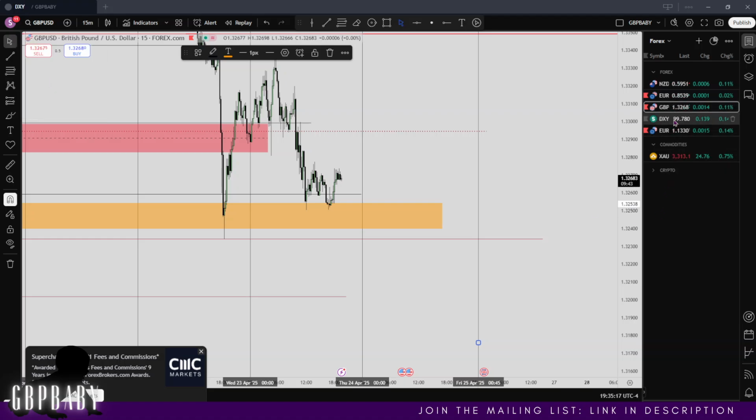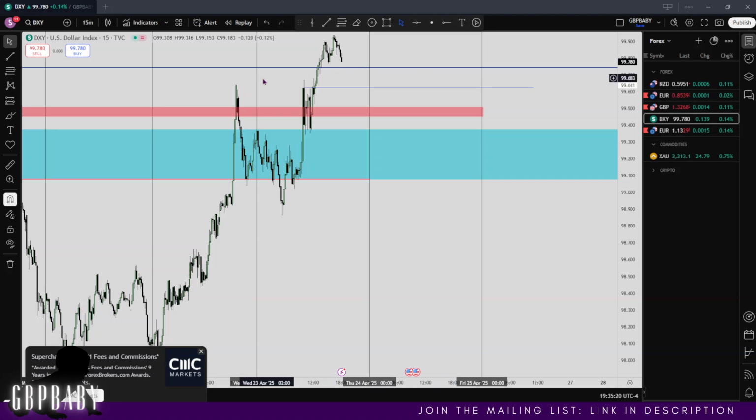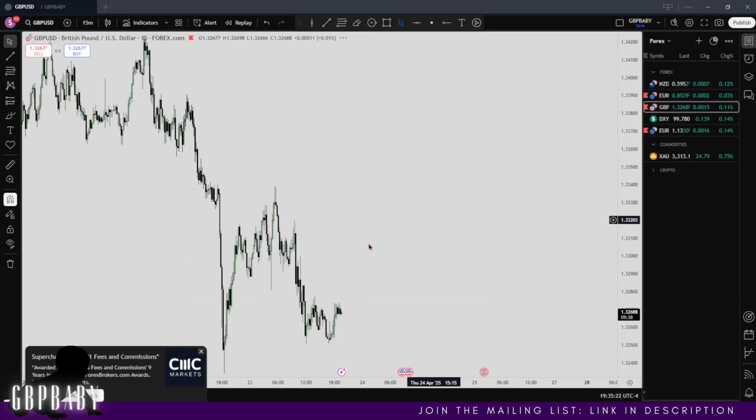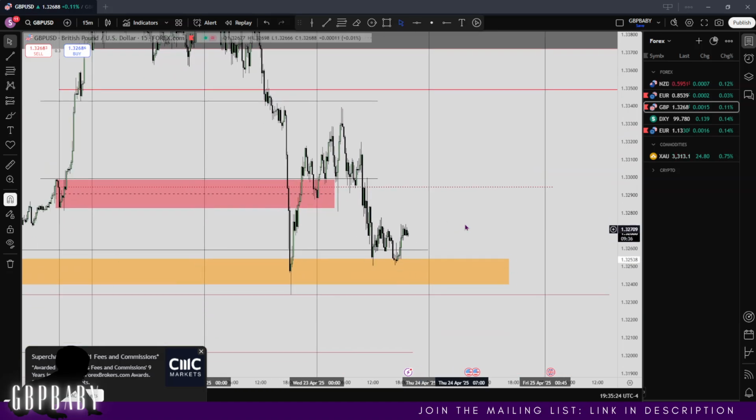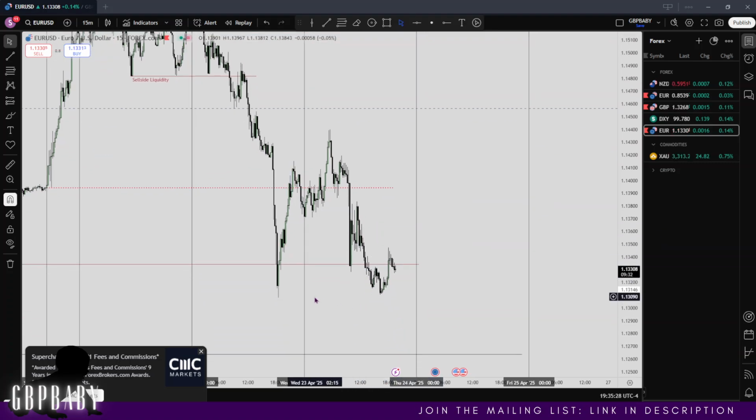Let me just look at dollar. Did that take out the high? So yeah, here's some divergence. Dollar ran out the high, but GBP failed to take out that low, so pound's going to be forced to catch up. Let me see what euro's doing. Yeah, relative equal.